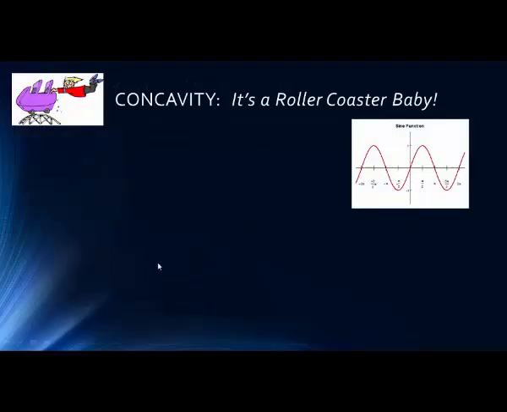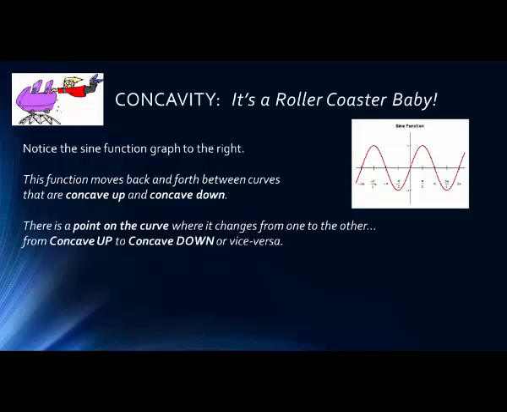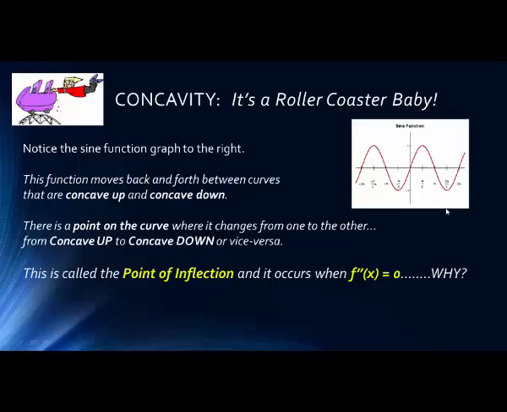Concavity. It's a roller coaster, baby. Notice the sine curve graph to the right. This function moves back and forth between curves that are concave up and concave down. Notice there is a point on the curve where it changes from one to the other, from concave up to concave down. And actually on these, I believe it changes right at the x-intercept, because it's symmetrical around the x-axis. So here we go from concave down, now we're back to concave up, concave down, concave up, etc.